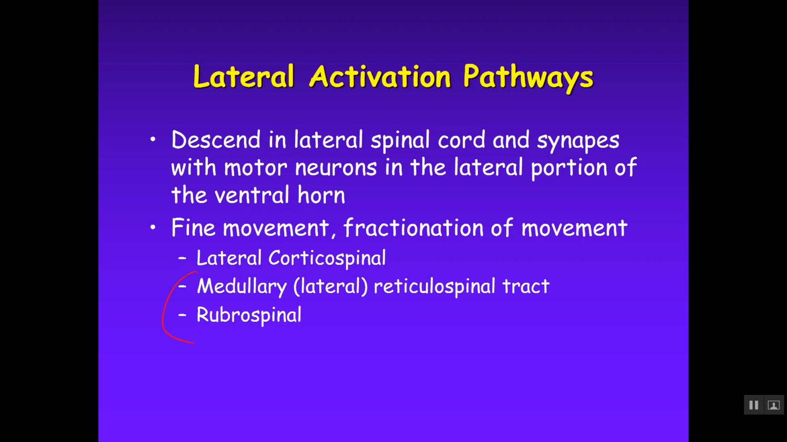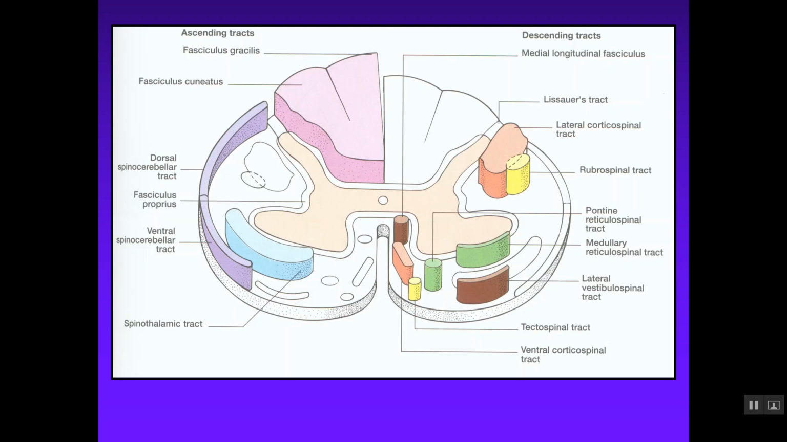They tend to influence more of the flexor muscles to help facilitate flexor movement. The lateral cortical spinal tract is really where you send that discrete voluntary signal to move those individual joints and muscles. Okay? I'm going to go through them.